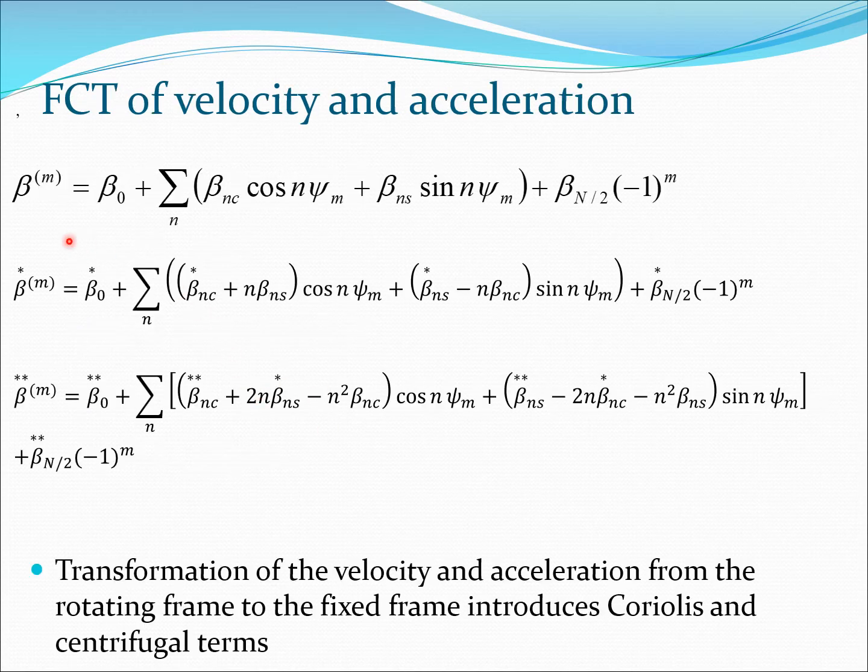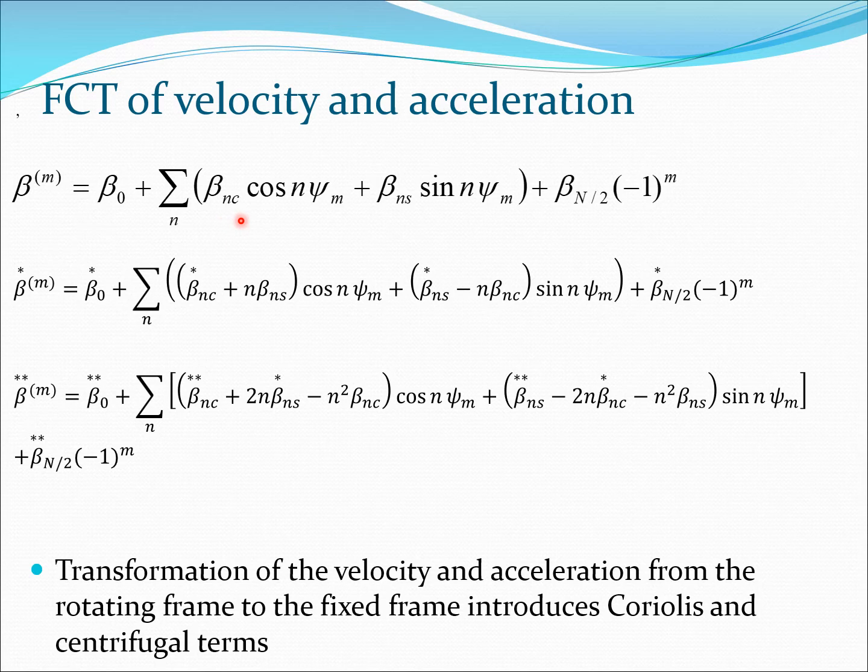So let's now derive some equations involving the FCT for typical values of velocity and acceleration. So we know beta m can be written like this. Again, recall beta m is in the rotating frame and the right hand side represents the coordinates in the fixed frame. So let's differentiate this equation. So what happens is that the left hand side just gets differentiated. You get beta m star here, here you get beta 0 star. That's easy. Then in each of these cases we have to differentiate this.